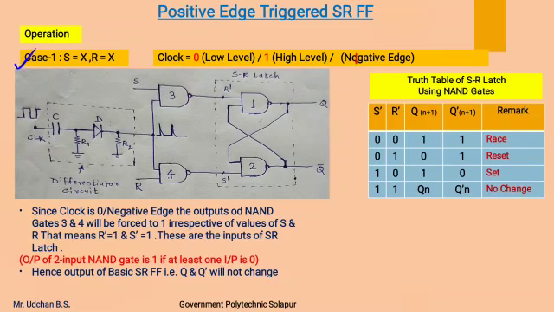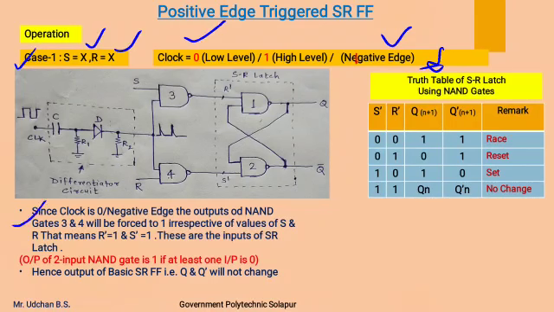In case 1, irrespective of S and R input, means S and R have been shown as X, means they can be 0 0, 0 1, 1 0 or 1 1, and clock is maybe a low level clock, maybe a high level clock, and maybe a negative edge of the clock. So for all these three conditions of the clock signal, the output is not going to change with respect to the variation in the input, as the flip-flop is a positive edge triggered flip-flop.